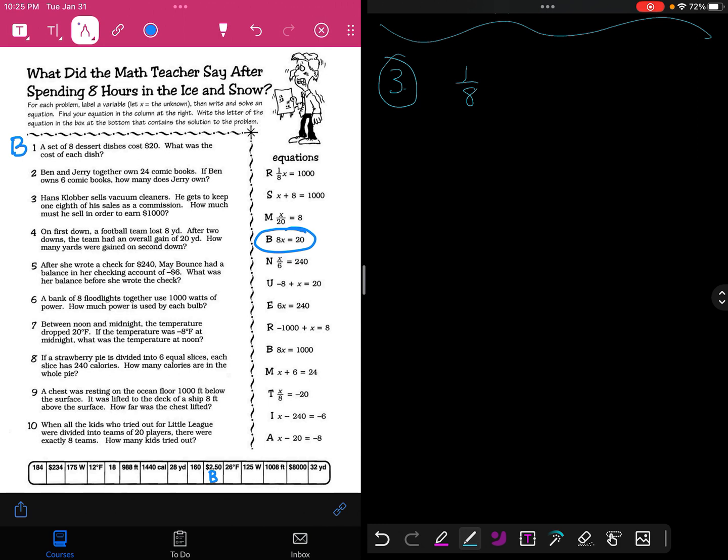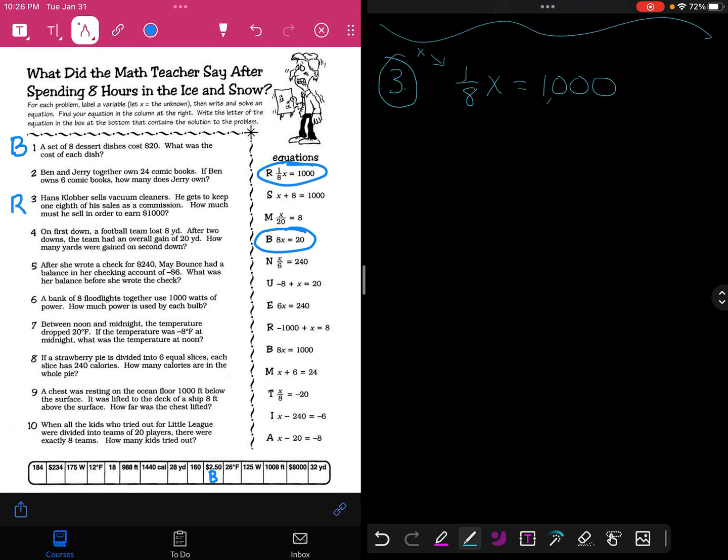So we know he gets to keep 1/8 of. We know of means multiply. So we're doing 1/8 times something to give us $1,000. Because remember, a number next to a letter means to multiply. So multiply, we do the opposite, which is divide. So first, let's look at our equations on the right and figure out which one it would be. And I see that it's going to be letter R. So I'm going to put that next to number 3.